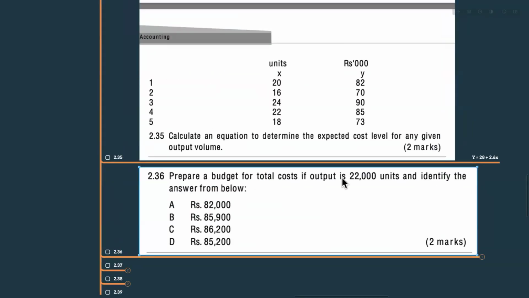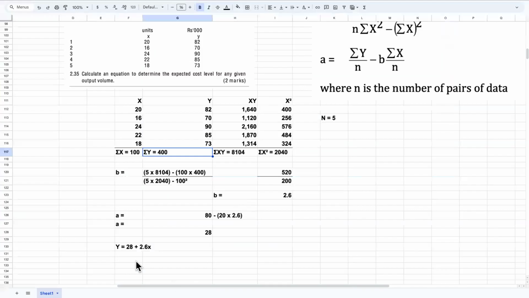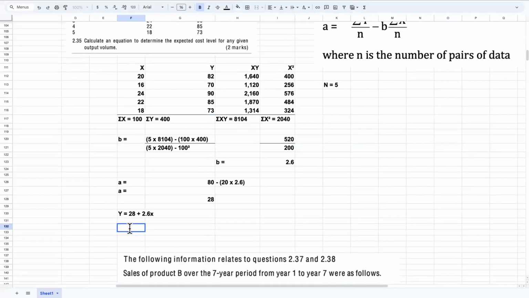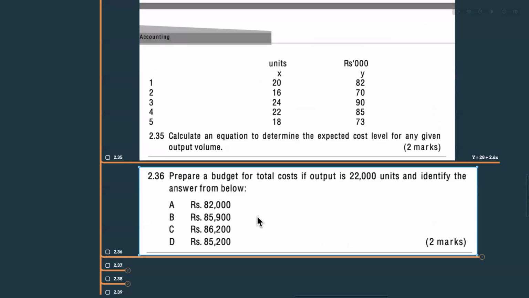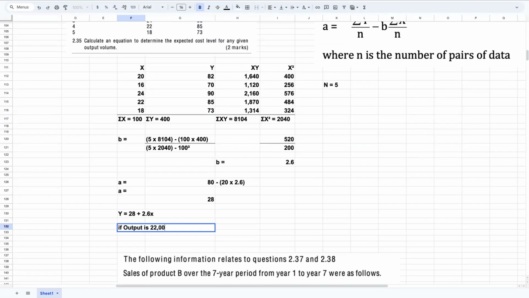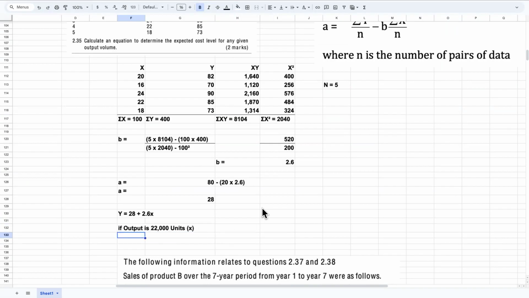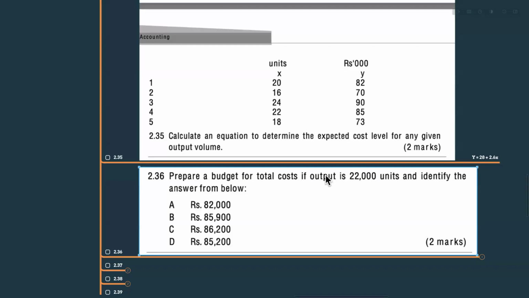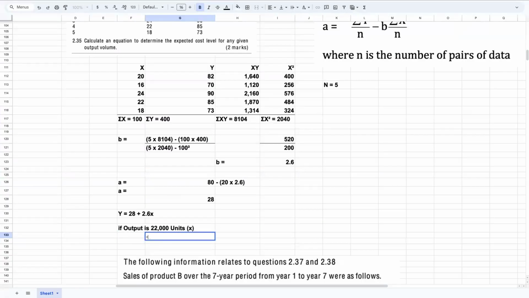Prepare a budget for the total cost if output is 22,000 units and identify the answer from below. So if the output is 22,000 units, it means what? The X value. So they're asking for the Y value, which is the total cost.